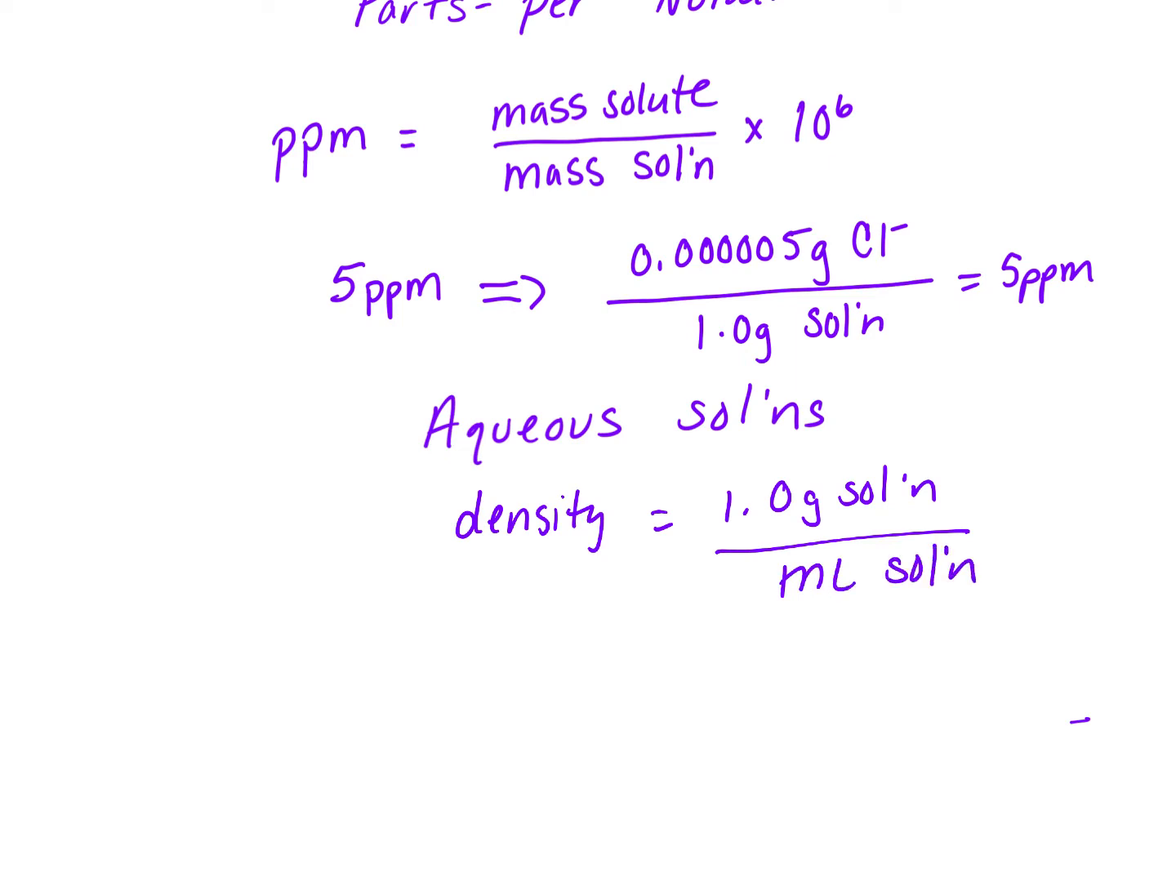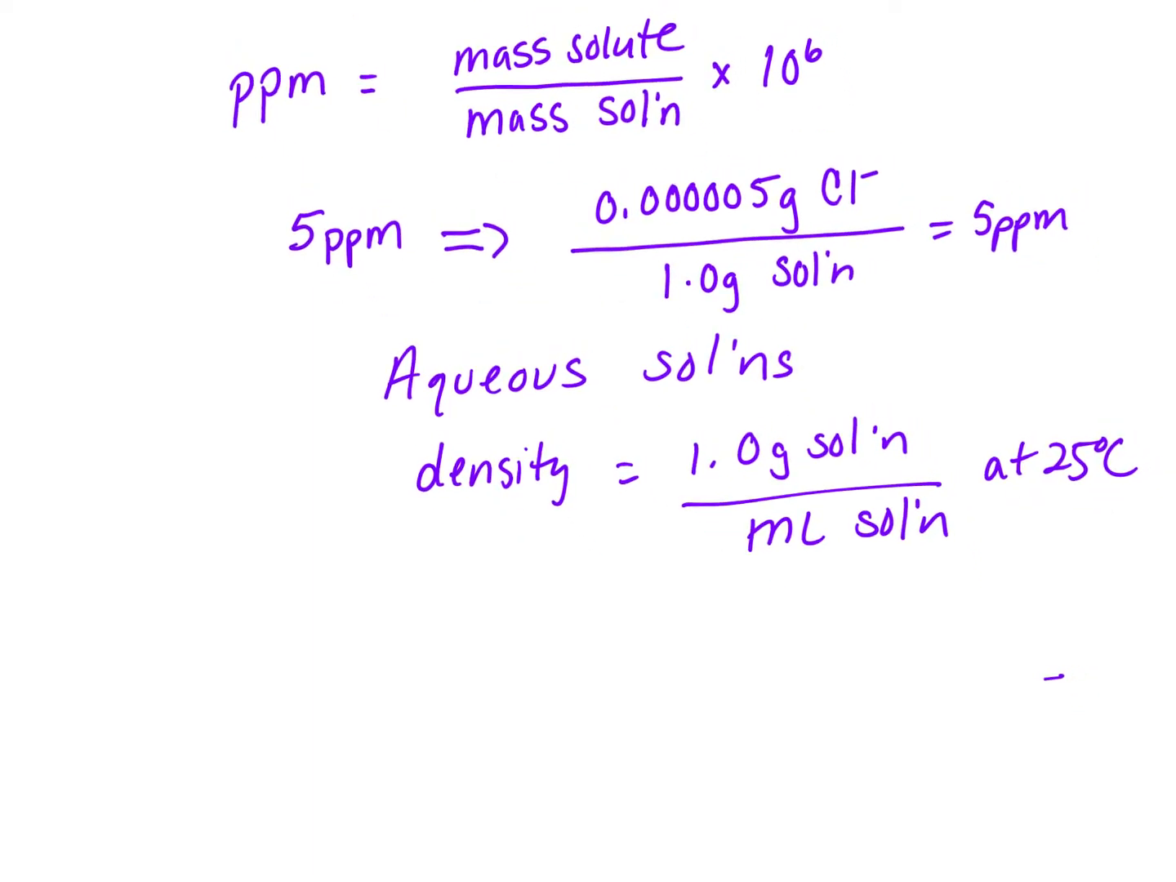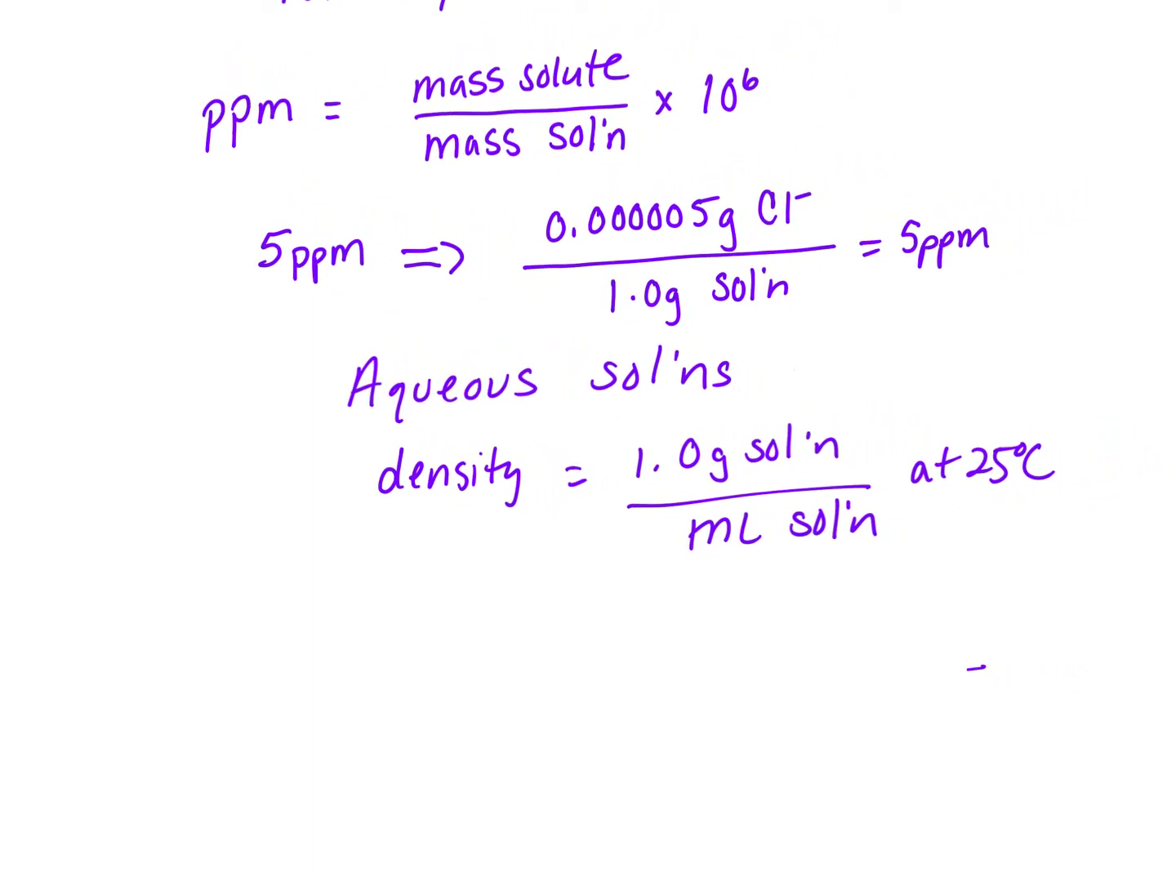At room temperature, or 25 degrees Celsius. So in that case, instead of having mass in our denominator, we can have volume. So if we convert our 5 parts per million and use our density to convert the denominator to having volume, we'll see what we get here.